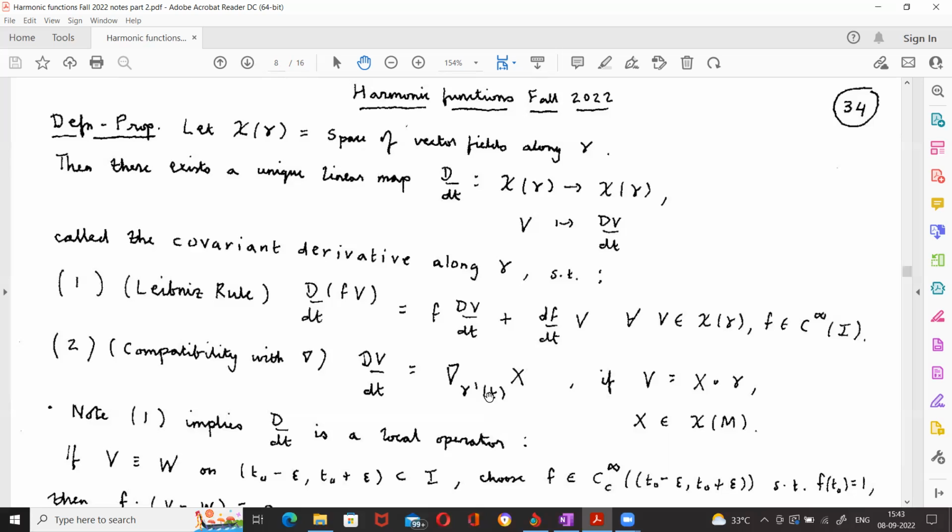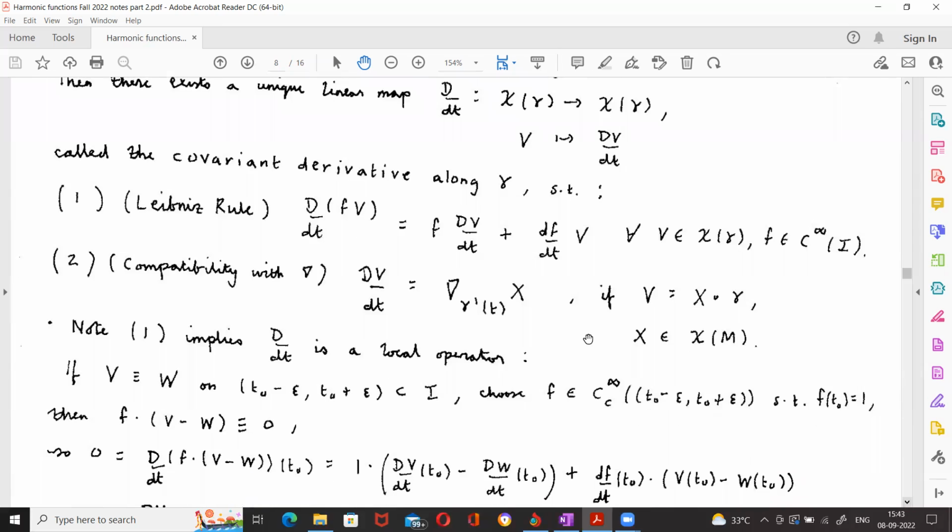Okay. So I don't know if I've done the proof of this. I don't think so. But I just want to say that, as before, the Leibniz rule allows you to localize the covariant derivative along a curve again. So one implies that capital D sub dt is a local operator. That means if V and W are two vector fields along gamma which are equal in some interval around a point t naught in I, then DV/dt and DW/dt at t naught will be equal. So how do you do that? We do the same kind of thing we did when we were localizing nabla.